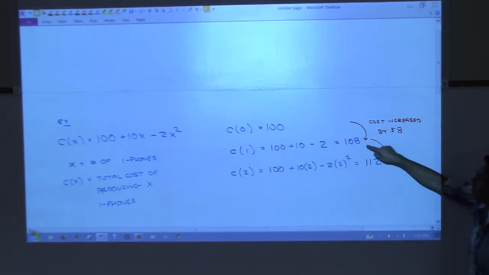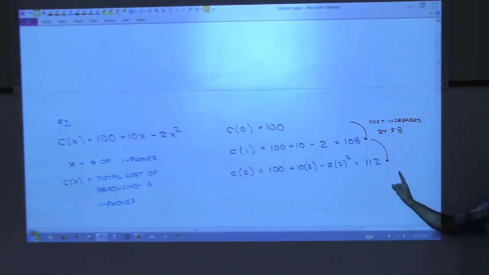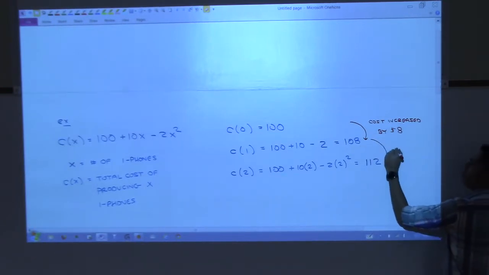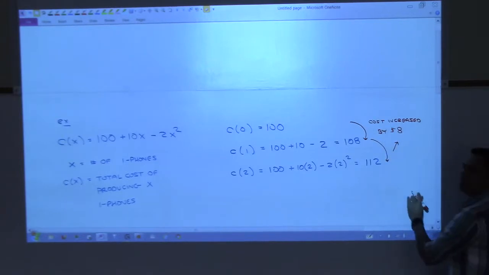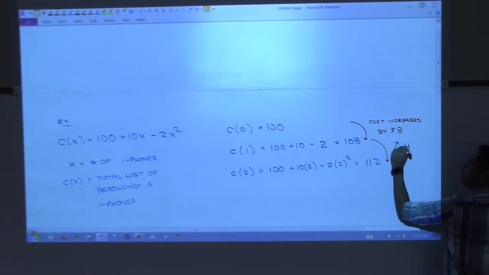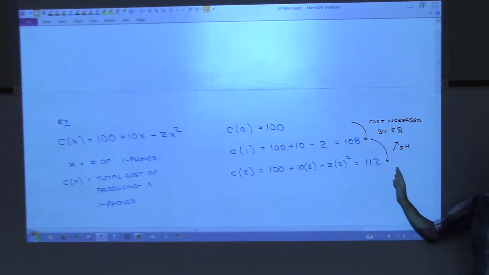Now, what about increasing from 1 phone to 2 phones? It was only $4. So I'm going to put, how about an up arrow for increase, so I don't have to write increase over and over. So it went up by $4 here. Agreed? On the next step, notice that's not the same, right? So let's try one more.